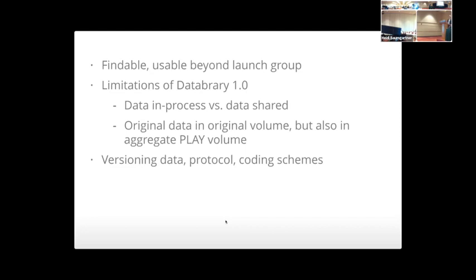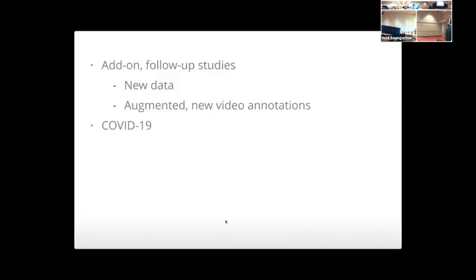And then standard issues that many large projects come across. How do we version data, the protocol, and coding schemes in a way that is transparent to all of us? And many people are interested in follow-on studies or doing something in addition to the play sample. How do we coordinate that? How do we make that convenient and give the investigators proper resources? And that includes new data, longitudinal studies, and augmenting video annotations.